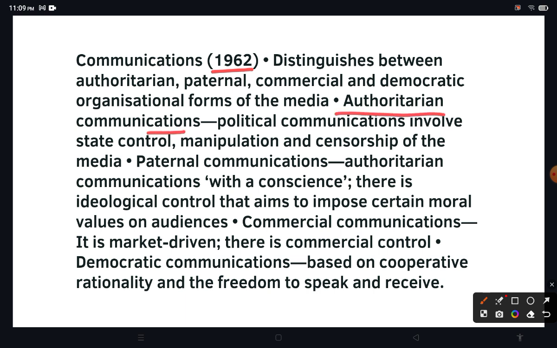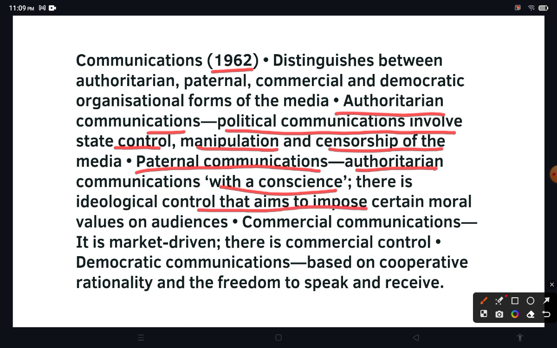Authoritarian communication, you know, is political communication that involves state control, manipulation, and censorship of the media. So it is how politicians try to control us, manipulate us, censor us. Then paternal communication is authoritarian communication with a conscience, where there is ideological control that aims to impose certain moral values on the audience. You know how parents try to force us, try to put their moral thoughts into us. So this is called paternal communication.